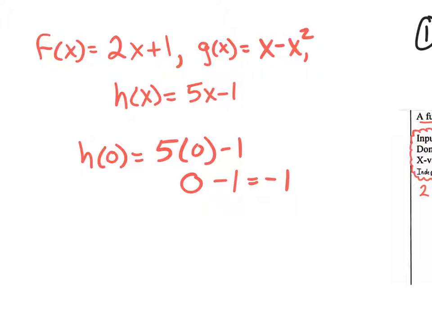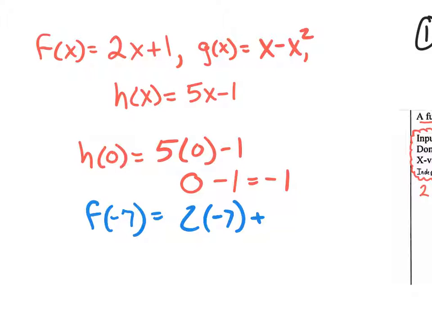So I could also have something like f of -7. Okay? What does that mean? What am I supposed to do there? Plug it in where? F. Into the f function. So it's going to be 2 times what?